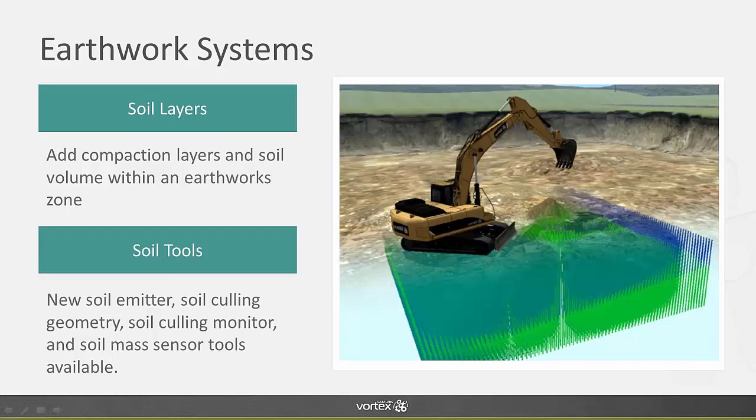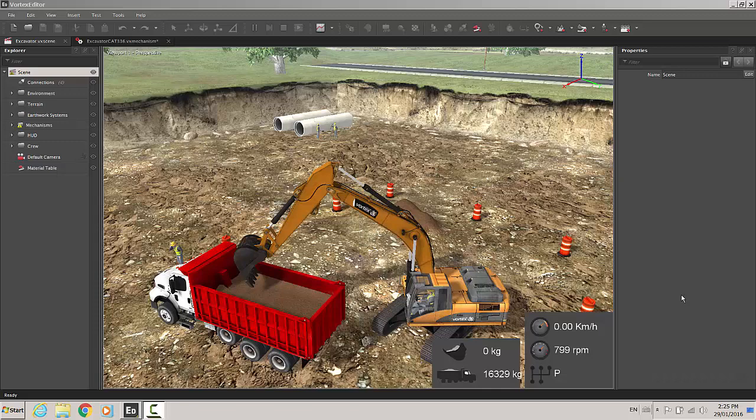And with both of those, we've added sensors that allow you to check with the soil culling sensor if there are soil particles passing through your specified geometry. So is it removing soil particles? The soil mass sensor, on its side, keeps track of the mass of soil that is passing through the new soil emitter tool. So we're going to show you the new soil layer tools in the updated Vortex Earthworks sample that is shipping with 6.6. So I'll pass it back to Marc-Alexandre.